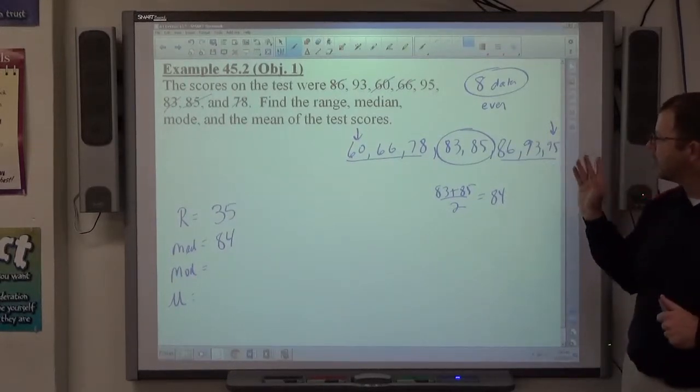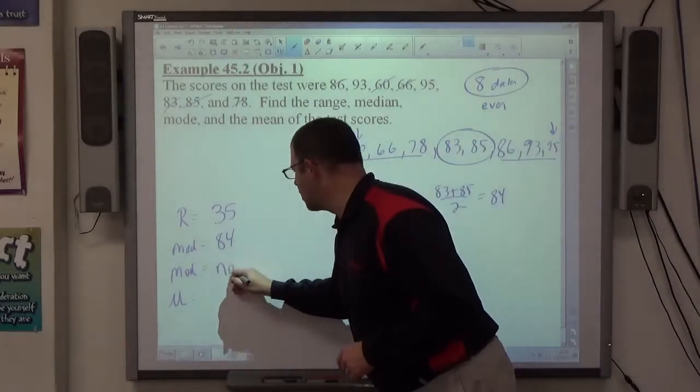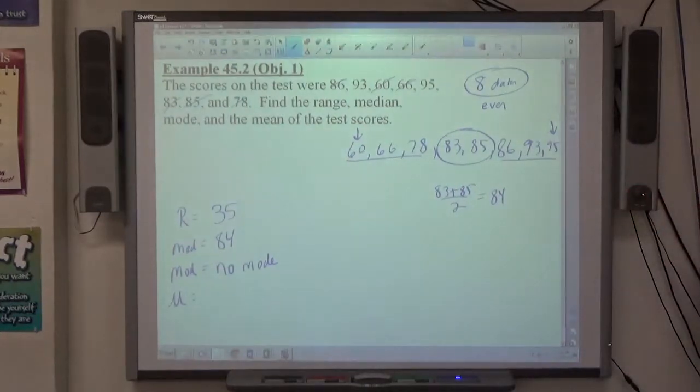All right, as far as mode's concerned, every number is only occurring once, right? So none. So the answer is no mode. Notice I didn't write 0, I wrote no mode. That's the answer, the words no mode.